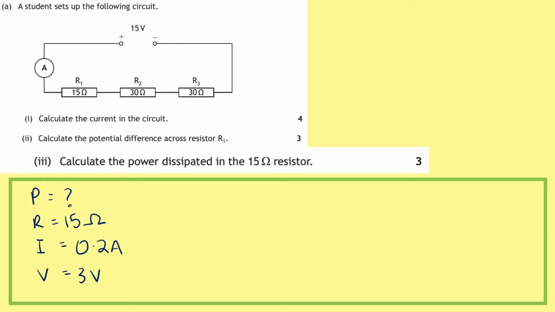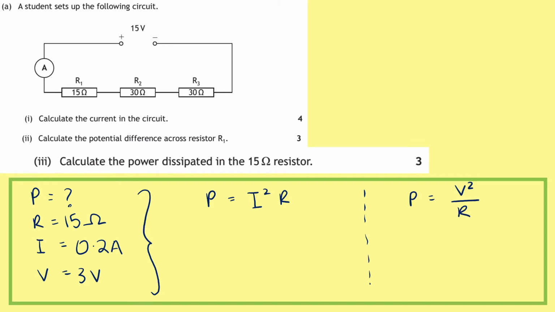We can actually use 2 different equations for this question, and both would give us the correct answer. So I'm going to show you how to do it both ways, and you'll hopefully see that giving us the same answer means we could use either of them. So we've got either P equals I squared times R, or we've got P equals V squared over R.